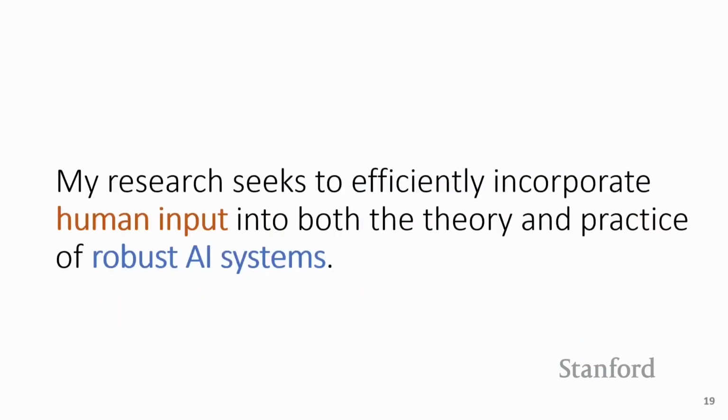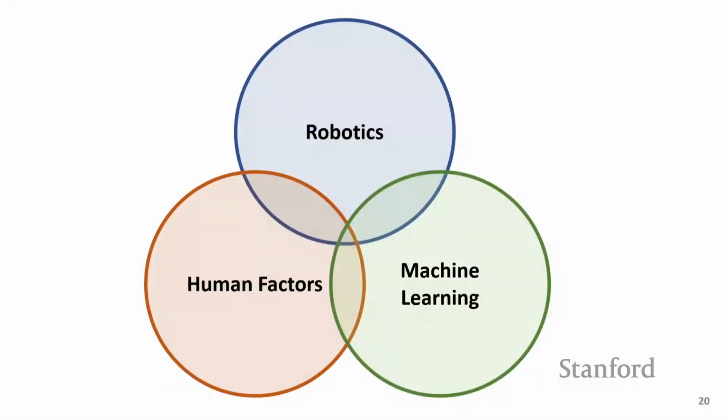in order to get our AI systems to behave the way we want. So in a nutshell, the one-sentence summary of the work that I do is I try to efficiently incorporate human input into both the theory and the practice of robust AI systems. And at a high level, I look at these three different areas, human factors, robotics, and machine learning, working within the union of all of them, and more often than not in the intersection of these.